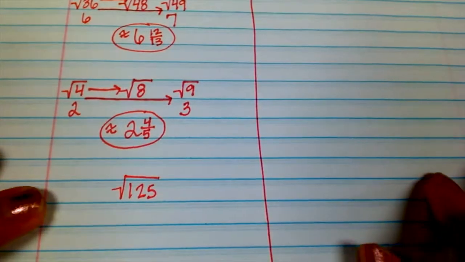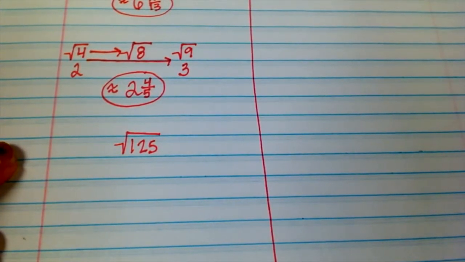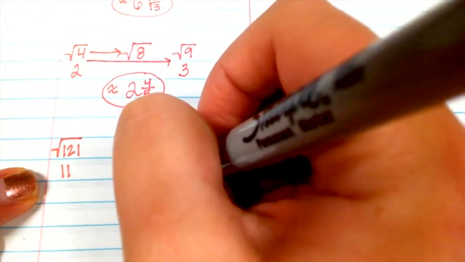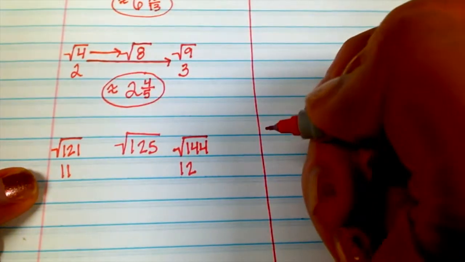Okay, let's look at the square root of 125. On your perfect squares list, what is the next smallest perfect square? 121. So the square root of 121 is what? 11. So this is going to be between 11 and 12. What is 12 squared? 144. Is that what you were looking for? Was the bigger one? Okay.